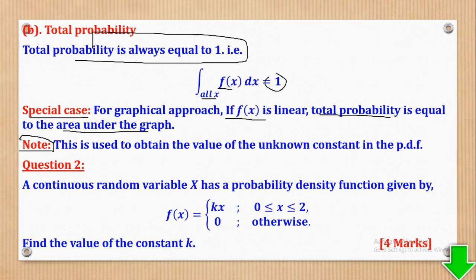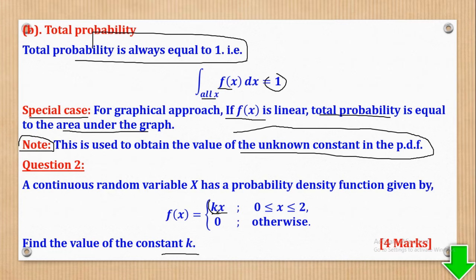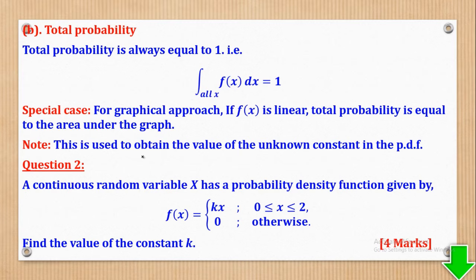So what is the essence of this? The essence is that this concept of total probability being equal to 1 is used to get the value of an unknown constant. In question 1, the function did not have an unknown constant, but sometimes they can give you a function with an unknown constant. Just as you see in question 2, the function is kx, and they said find the value of the constant k. So for you to get this unknown constant, you have to remember the concept that the total probability is equal to 1. So let's see how question 2 is done.